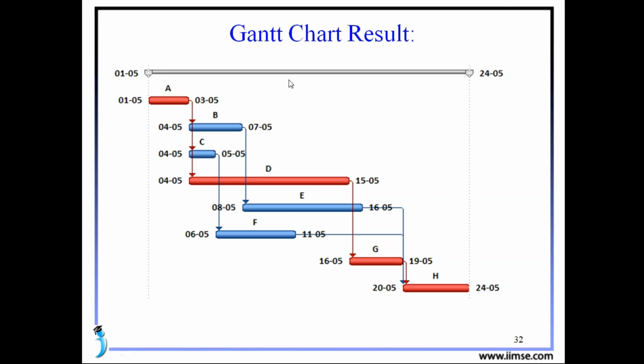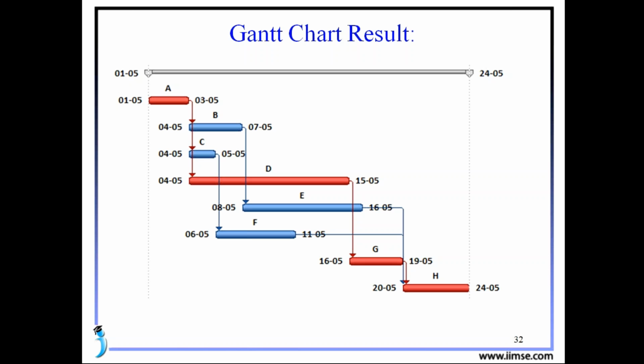See, A starting on 1st and completing on 3rd. B, C and D, all three are starting on the same date, the 4th, and they are completing on different dates. B is completing on 7th, C on 5th, D on 15th. Again, see, after B, E is starting, after C, F is starting. See here, after E, F, G, the H is starting. So finally it is taking till the 24th to complete our project.